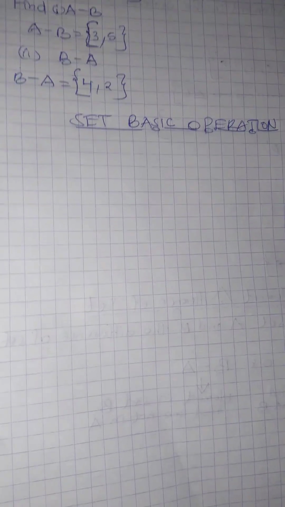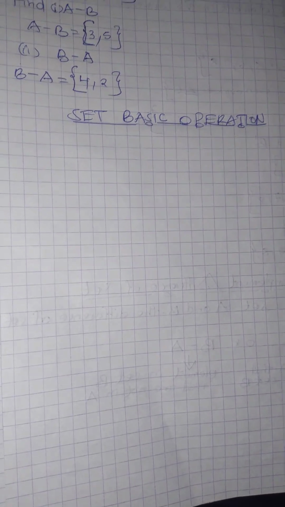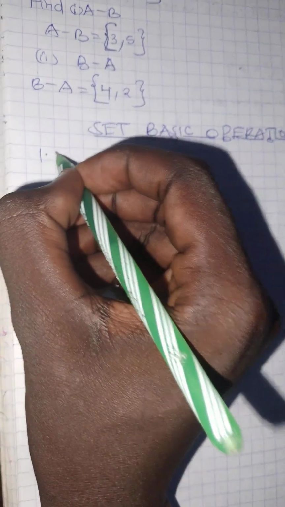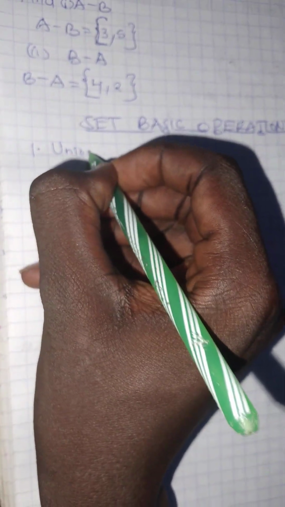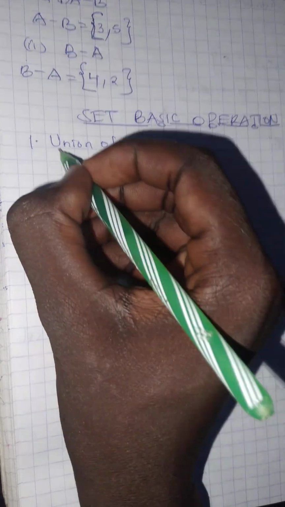Let's proceed to set basic operations. We have several set basic operations that we'll look at. We'll start with one, union of sets. What does this mean?